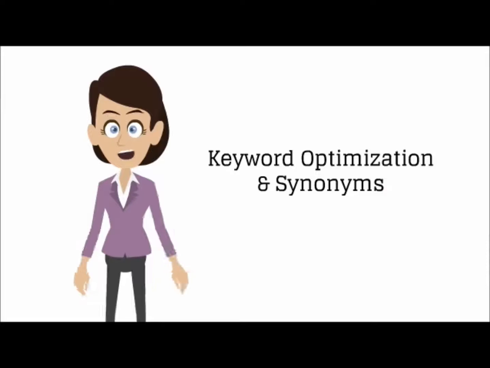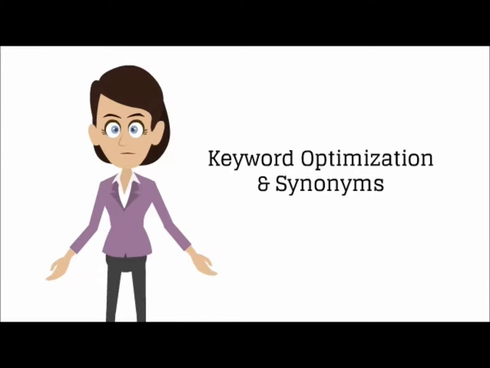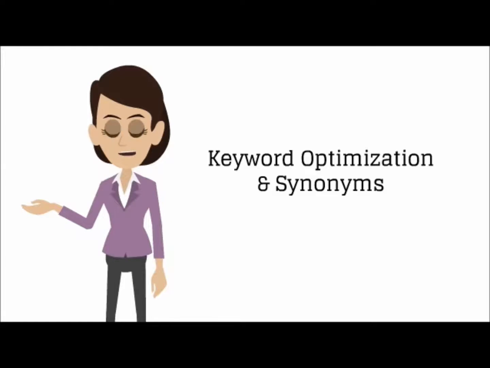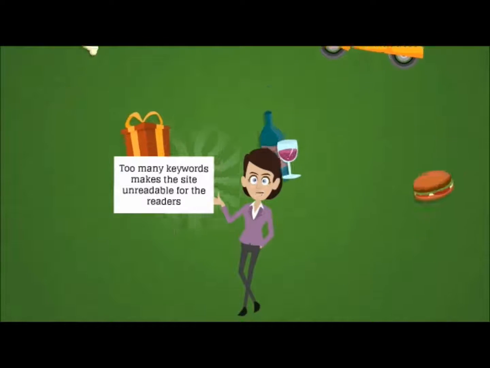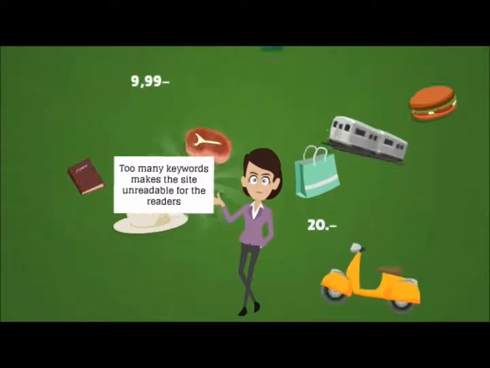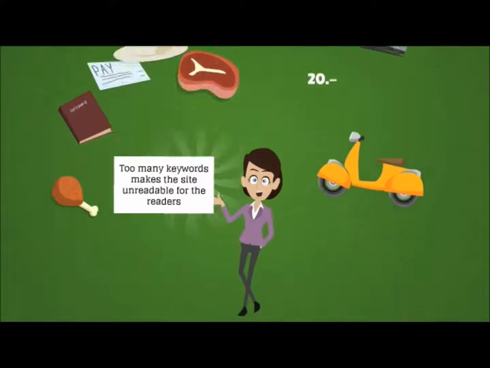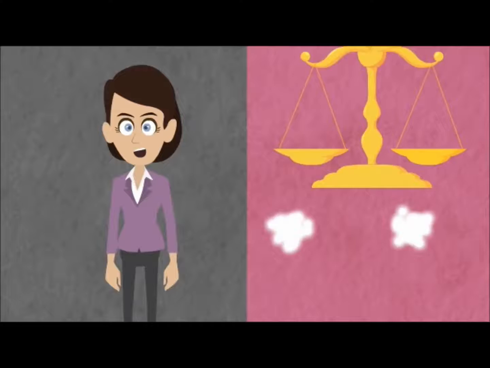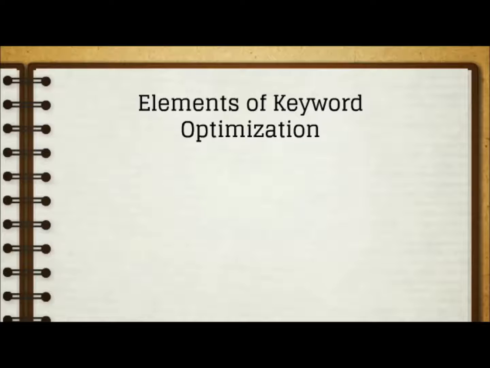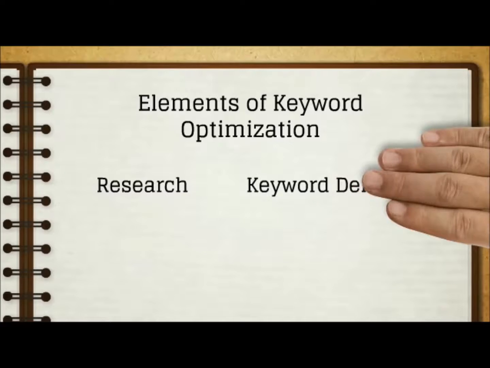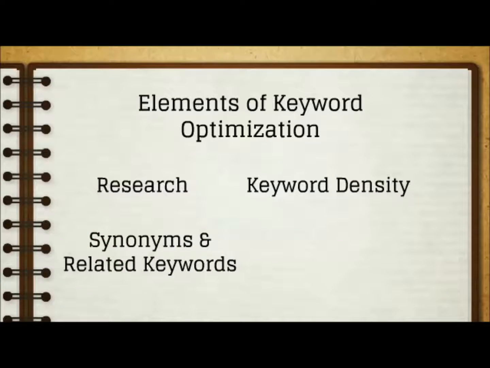The fourth topic we are going to cover in this tutorial is keyword optimization and synonyms. Your site's content needs to be optimized in such a way that it can suit both search engines and readers. Stuffing your site with too many keywords can make your site unreadable, so you will need to have some sort of balance between your keywords and your content. Some important elements of keyword optimization include research, keyword density, synonyms and related keywords, and long-tail keywords.